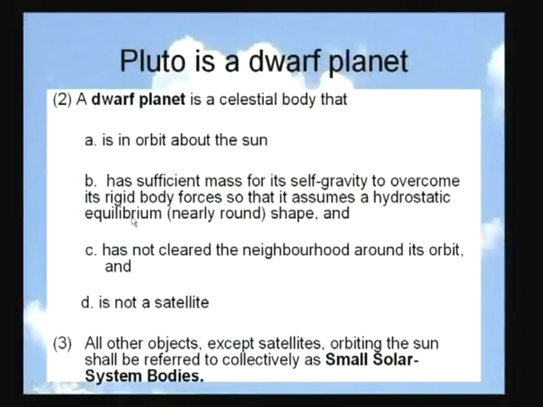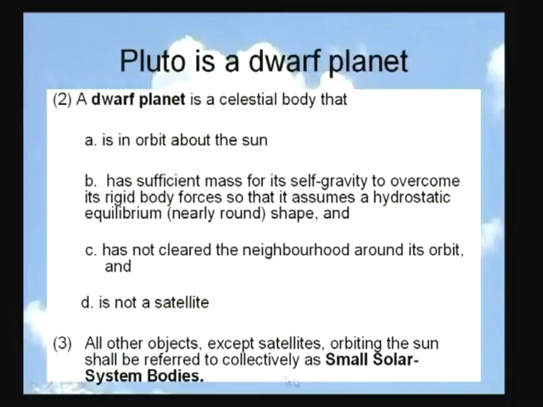Okay, so Pluto is adequately massive for that, but Pluto has not cleared the neighborhood around its orbit. So a dwarf planet is a celestial object that has not cleared the neighborhood around its orbit. Further, a dwarf planet should not be a satellite of another planet. The moon, for example, is also orbiting the sun. It is roughly spherical, it possibly has enough self gravity. Okay, all other objects except satellites. So this is a dwarf planet, and Pluto is a dwarf planet.